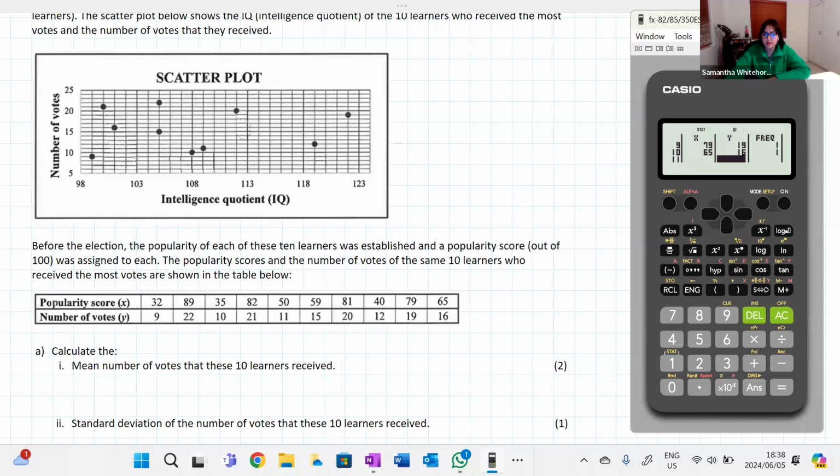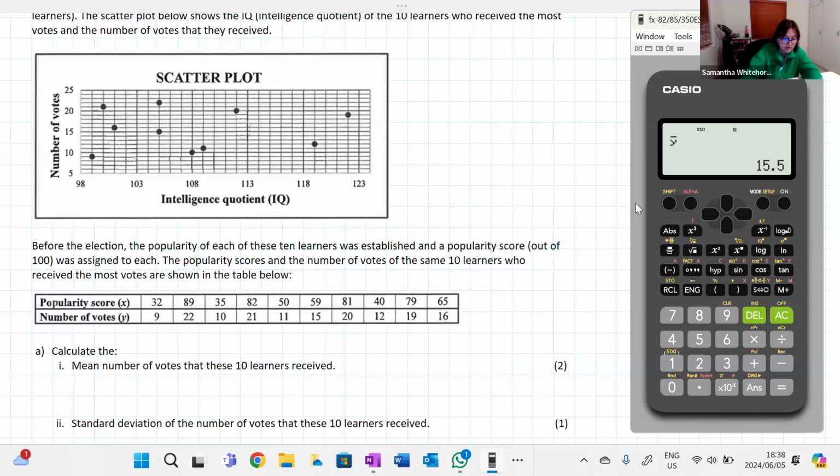Right, so all my data is in. Remember, we now want the mean number of votes. Number of votes is Y. So AC, I can now do what I need to do. Shift 1, I'm looking at average, so option 4, and I want the average of Y, so I'm going to select number 5. So average number of votes, 15.5.